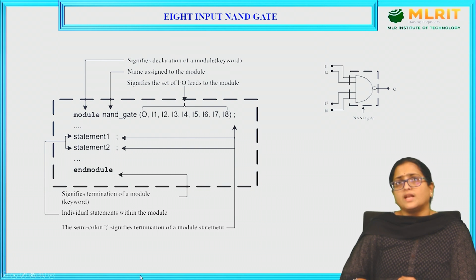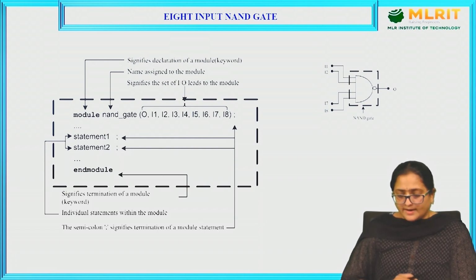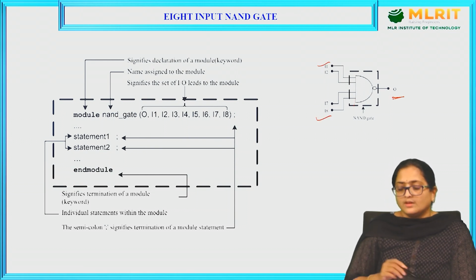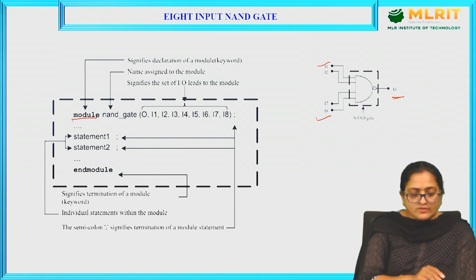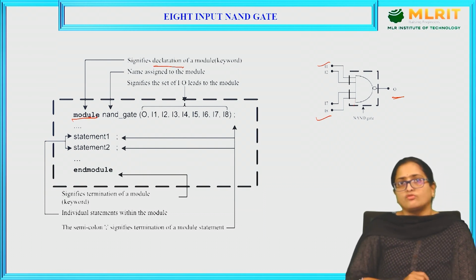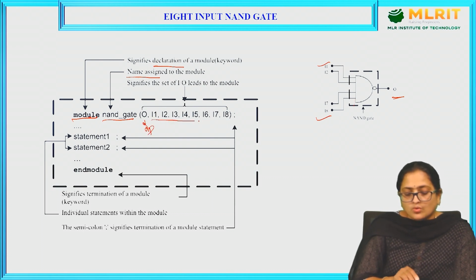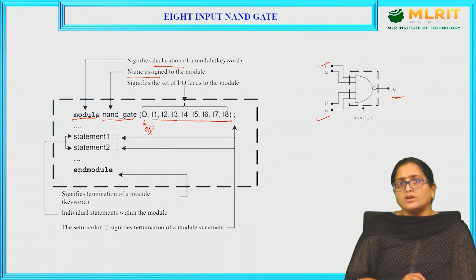An example: an 8-input NAND gate. This is a NAND gate which has inputs I1 to I8 and output O. Here, module signifies the declaration of the module. NAND gate represents the name of the module, O represents the output of the module, and I1 to I8 represent the inputs of the module.